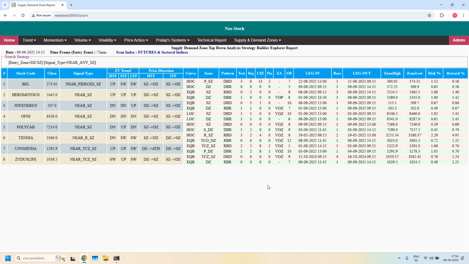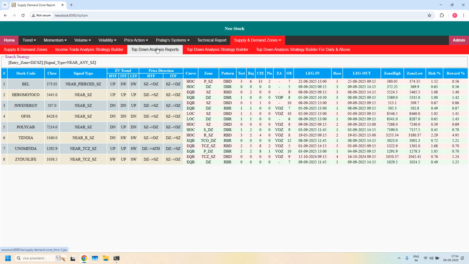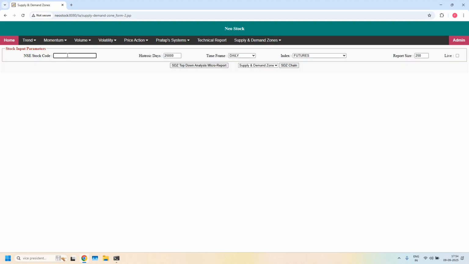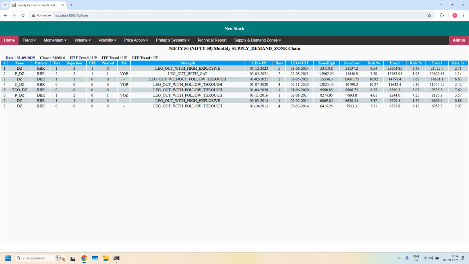Okay, next I will generate Nifty and Bank Nifty supply demand zone chain reports. Starting with Nifty, generating monthly supply demand zone chain for Nifty. This is Nifty monthly supply demand zone chain report.